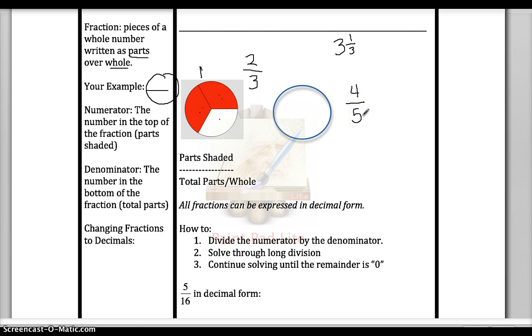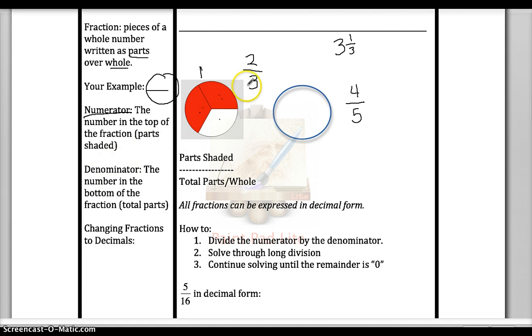Well, instead of just saying the number on the top and the number on the bottom, we have specific names for those numbers. So the numerator right here is the number on the top of the fraction, the parts. So my numerator for 2/3 is 2. And then my numerator for 4/5 is 4. So it's the parts shaded, or the pieces of the fraction, that are going to be your numerator.